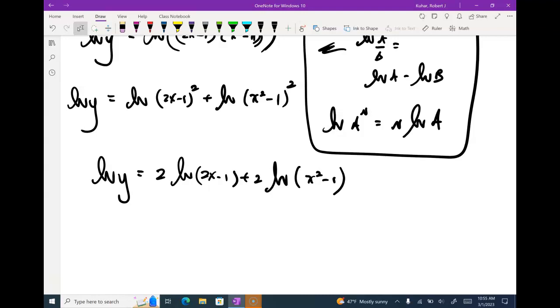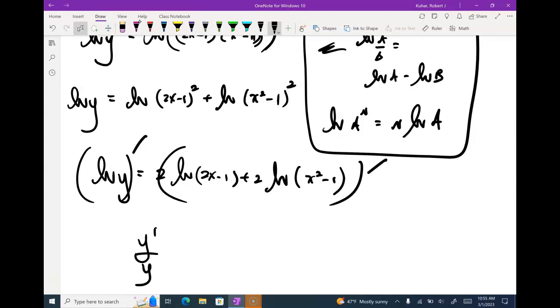So I'm going to do d/dx of both sides, yes? And so what do I get on the right? I get y prime over y, yes? Derivative of the inside over the inside. That easy. Equals 2 times 2 over 2x minus 1. Do you see the derivative of the inside over the inside? Plus 2 times 2x over x squared minus 1. Again, derivative of the inside over the inside.